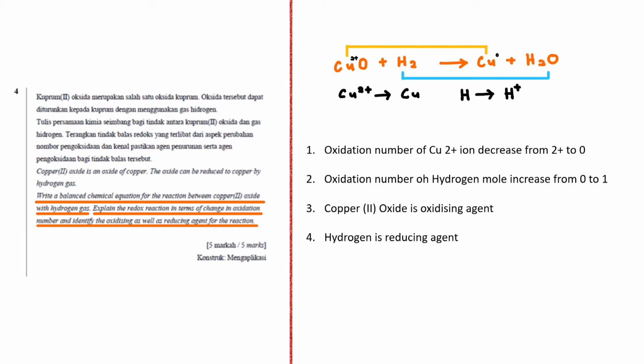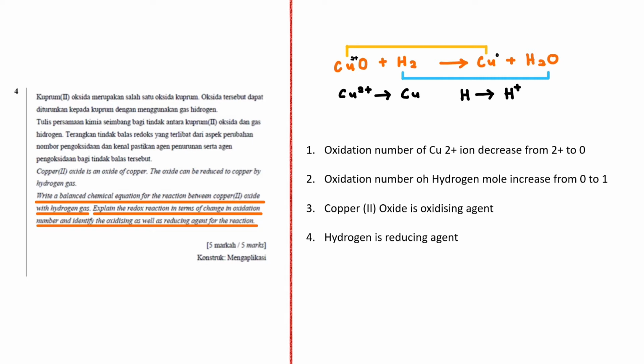Since the number of copper, oxygen, and hydrogen on the right and left hand side is already balanced, there is no need to balance the chemical equation. CuO plus H2 will produce Cu plus H2O. For the oxidation number, when it is a compound, it is ionic. Therefore, copper here is Cu2+ ion and hydrogen here is H+ ion. Now, we can see that the oxidation number is changed from Cu2+ to Cu and H to H+.